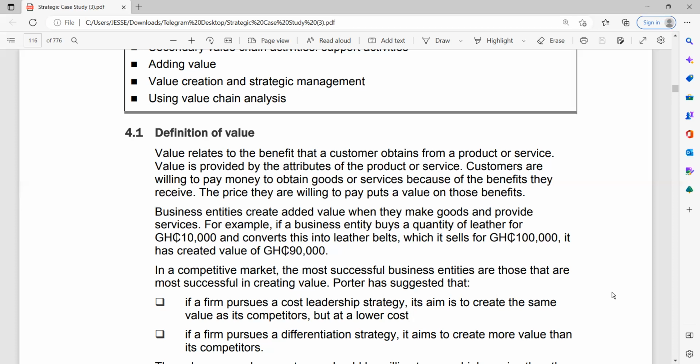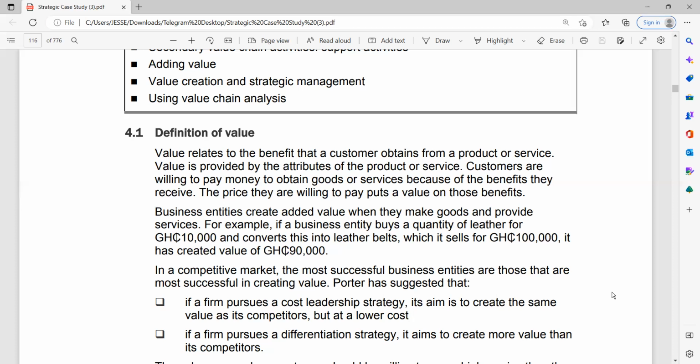So if you get a raw material for $10,000, you sell it for $20,000, the value add is 10,000. If you get something for 10,000, you sell it for 30,000. If you get a raw material for 10,000, and then you convert it into some kind of finished product, which has a value of 30,000, then the value added is 20,000, or the value that has been created is 20,000.